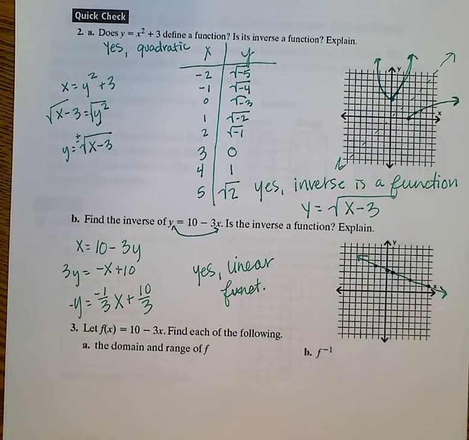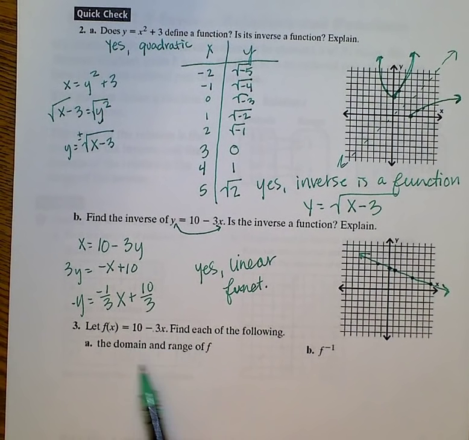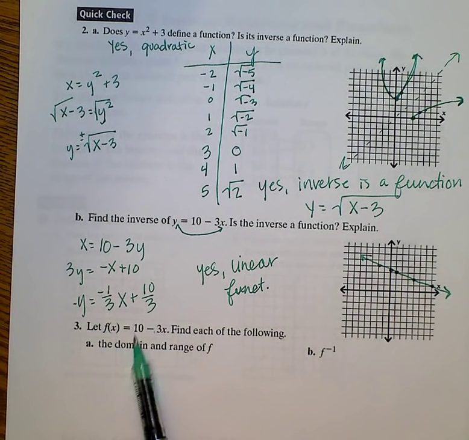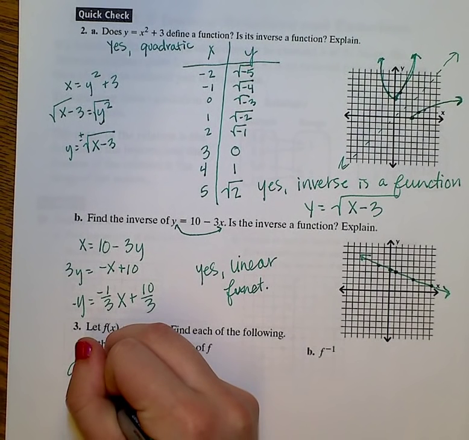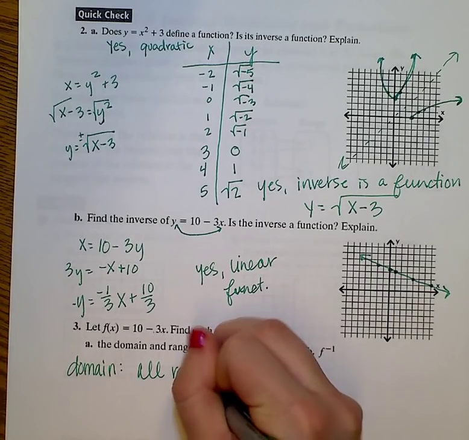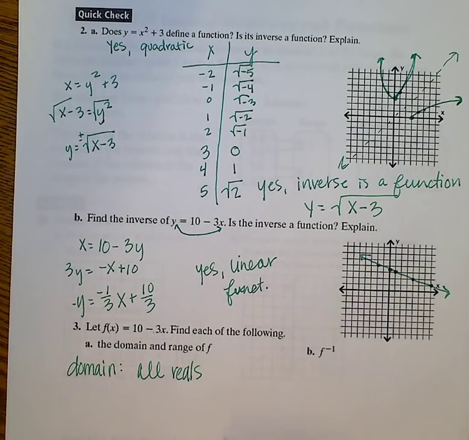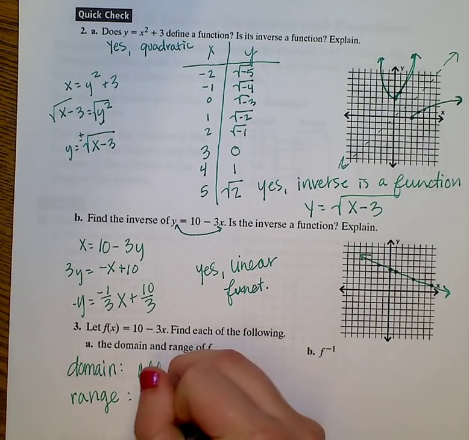Alright, so looking at this inverse function and its original function, let's find first the domain of f of x, just our original function. Well, we can plug in any x value here. There's no restrictions, so our domain is going to be all reals, basically all the values of x that are real, and our range, since this is linear, it's going to keep going in all directions, so range is also going to be all reals.